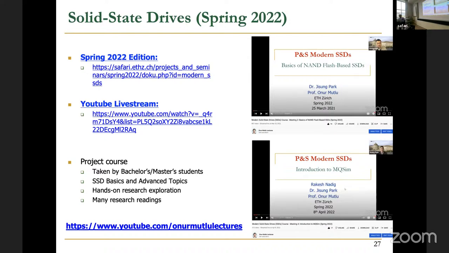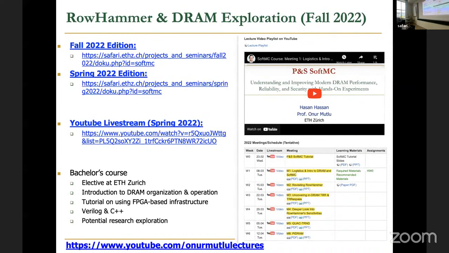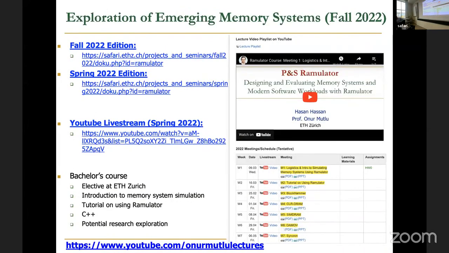These are things that people don't talk about in general, but if you look down maybe 20 years down the road, I will bet that storage is going to be important. Maybe we will think more about storage as a computing device as opposed to memory or processors. Okay, and then we have specialized courses on DRAM exploration, RowHammer also, and RAM later. This is more of the simulation aspects.